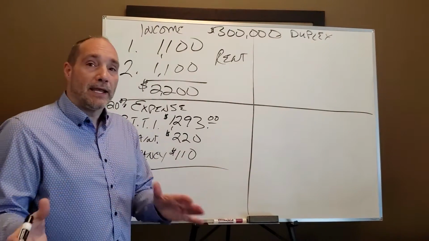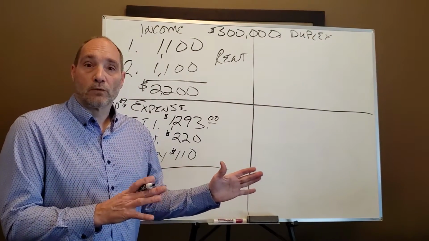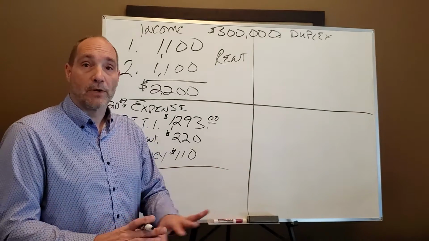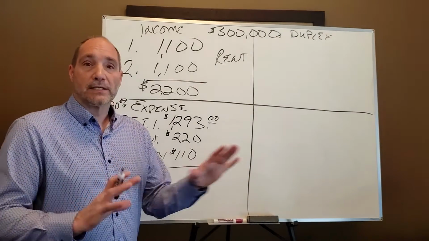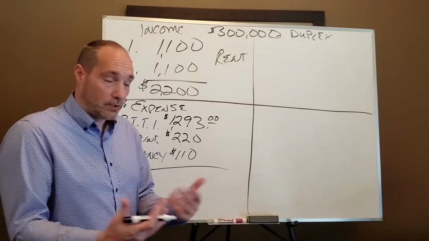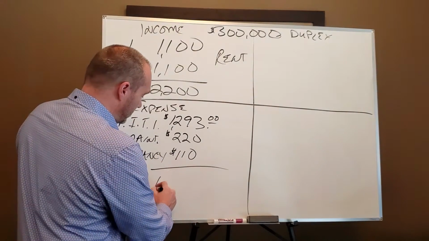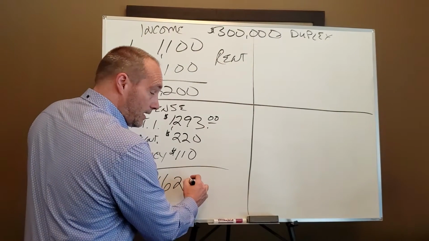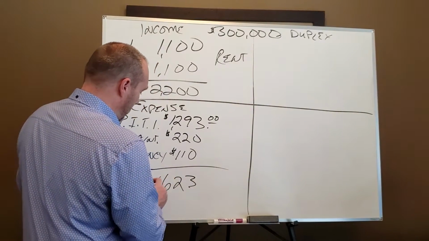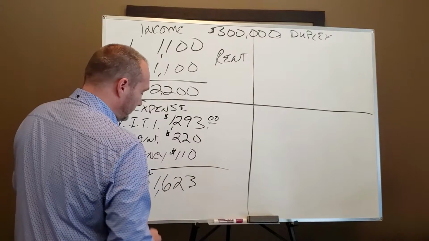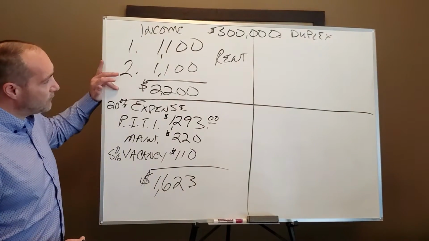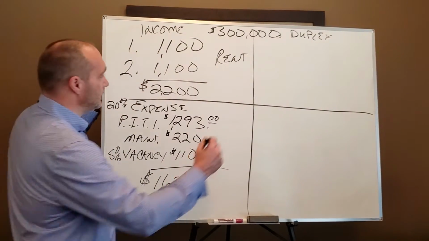Now, you may also choose to use a rental outfit to manage your property. We're not going to talk about that today. We're going to base this on the fact that you're buying a property and you're going to rent it yourself, take care of all those expenses. So your total cost there is going to be $1,623. We're just rounding all these numbers off. So you have an income of $2,200 and an expense of $1,623.